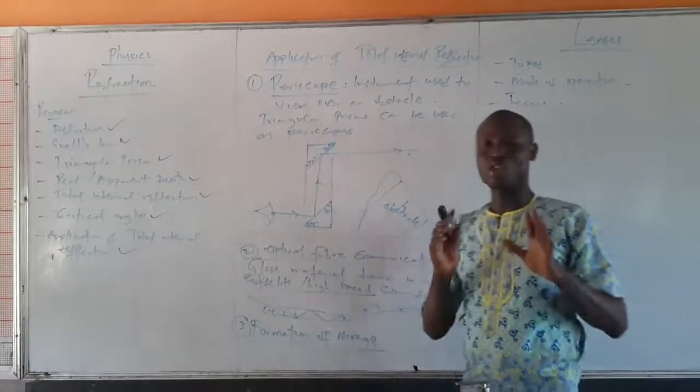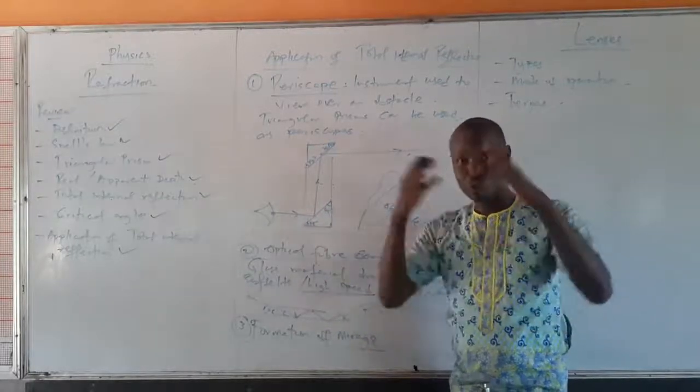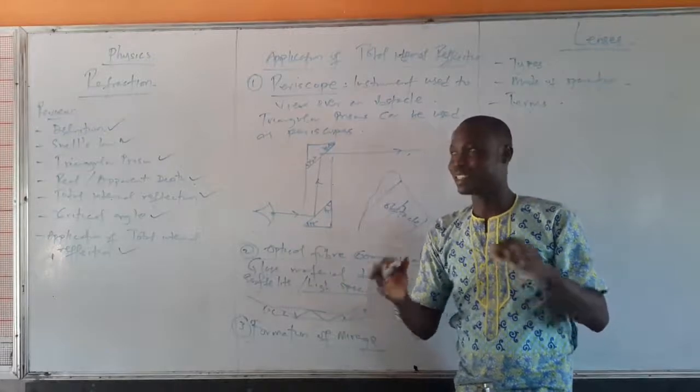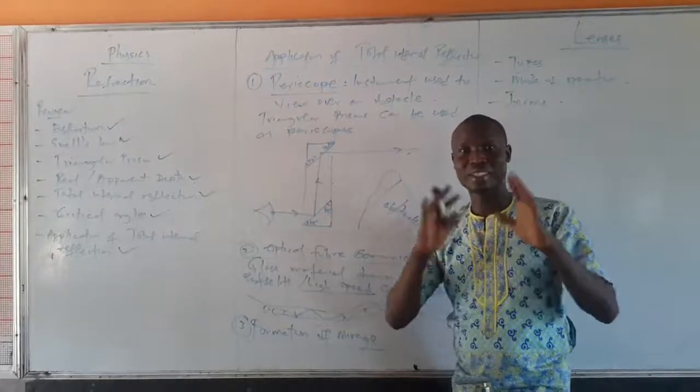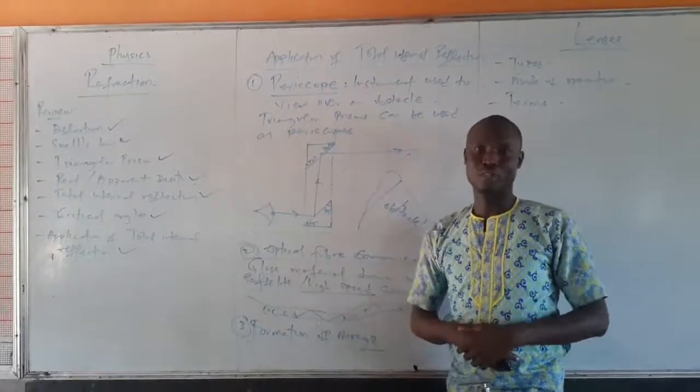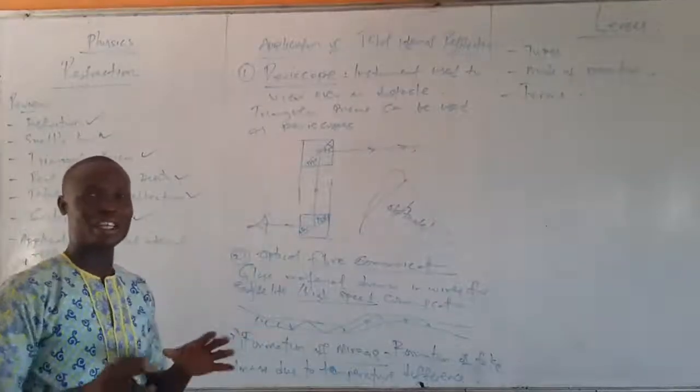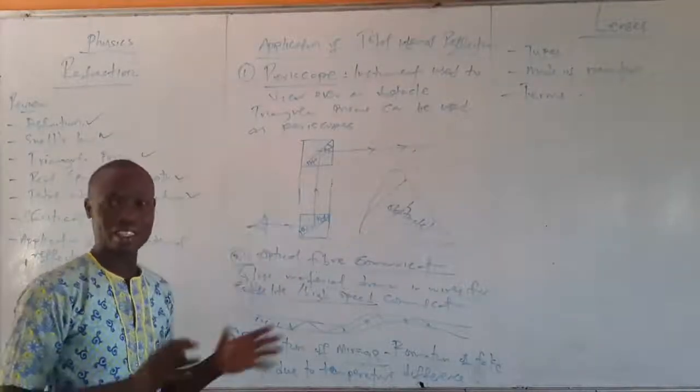So basically, the formation of mirage is due to what? An illusion. It is not real. And a mirage is a fake image that is formed by changes in temperature of the environment. So basically, those are the applications of total internal reflection.